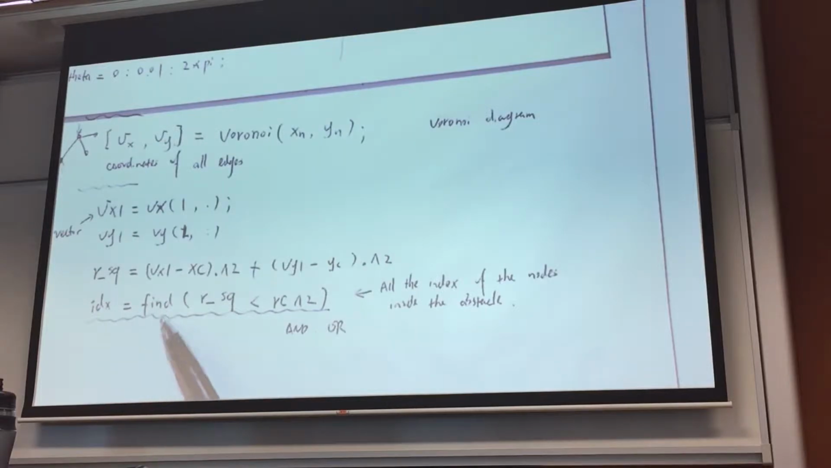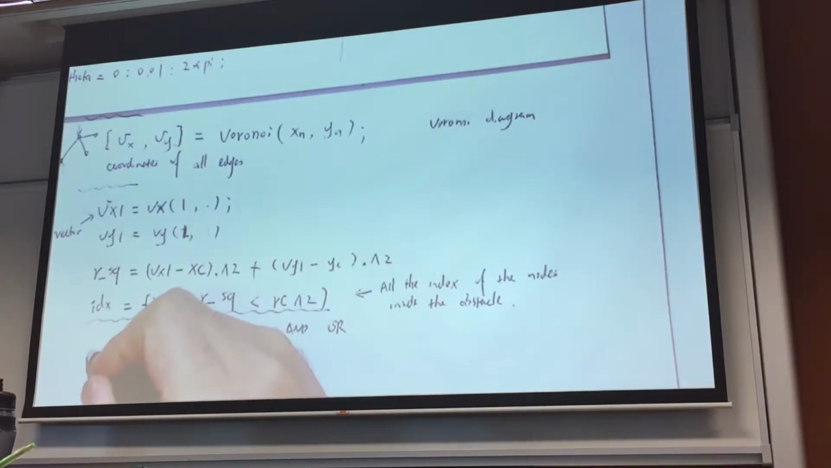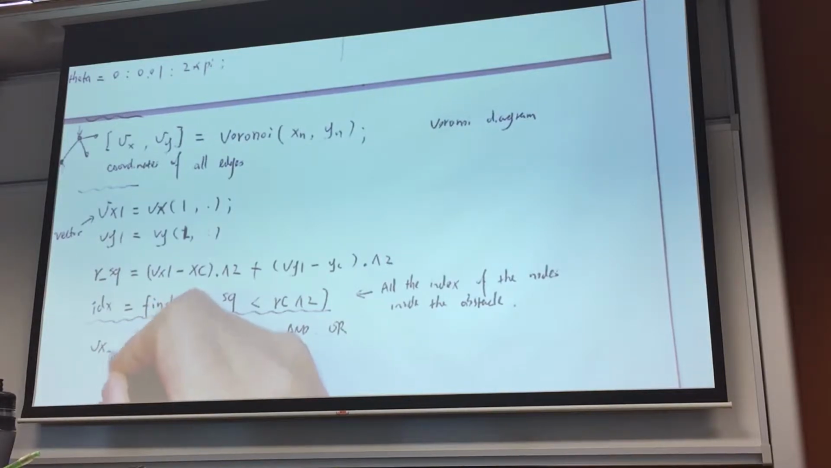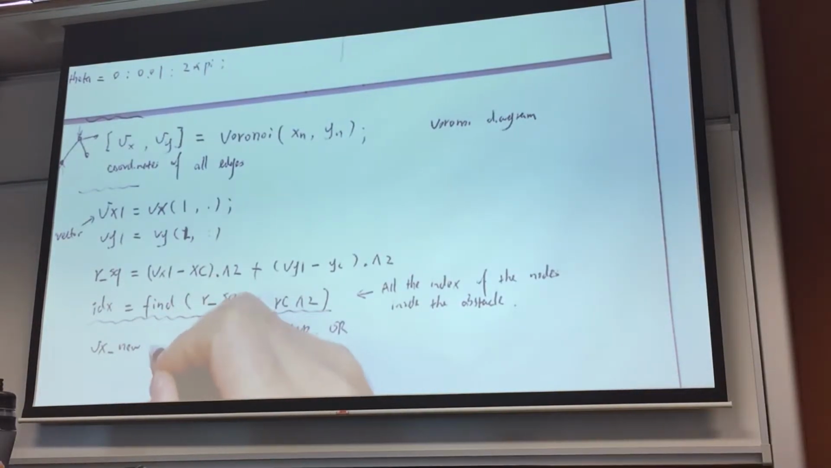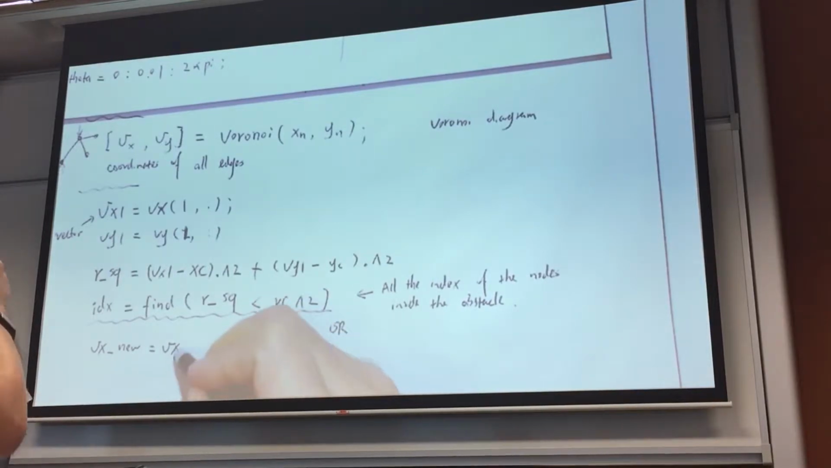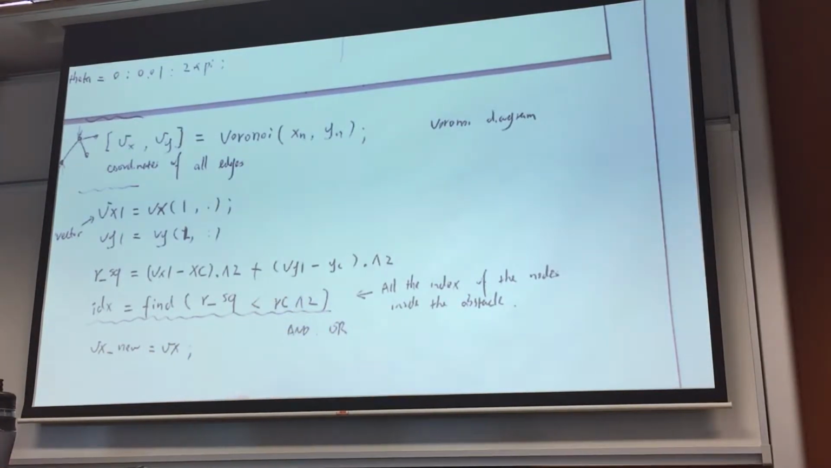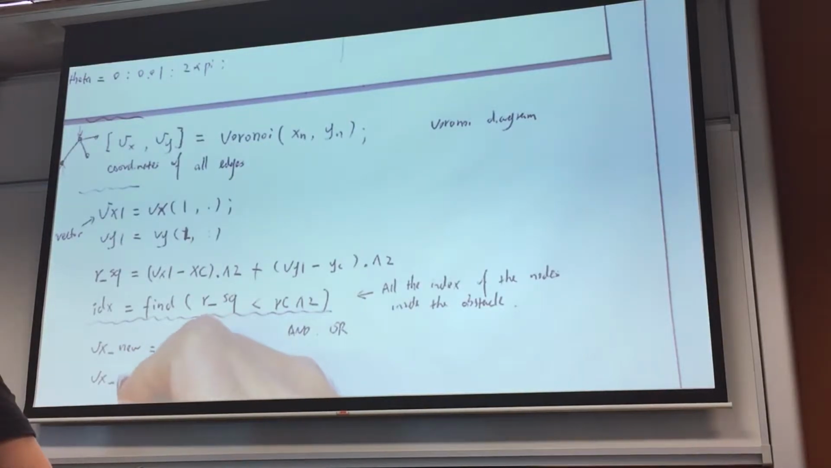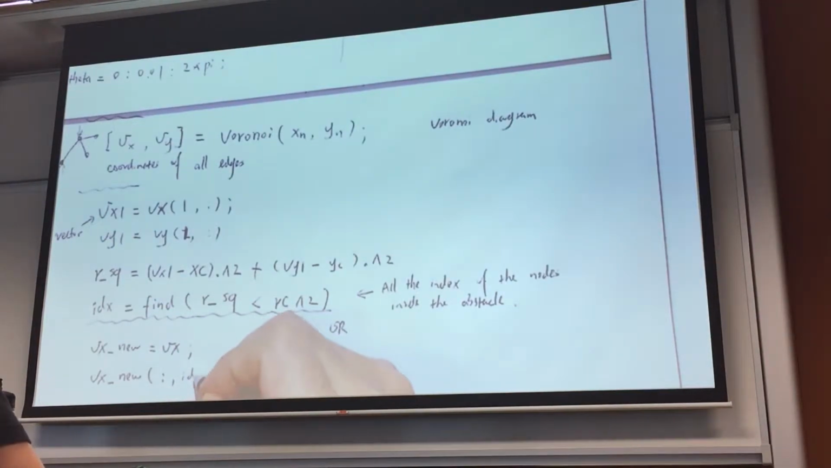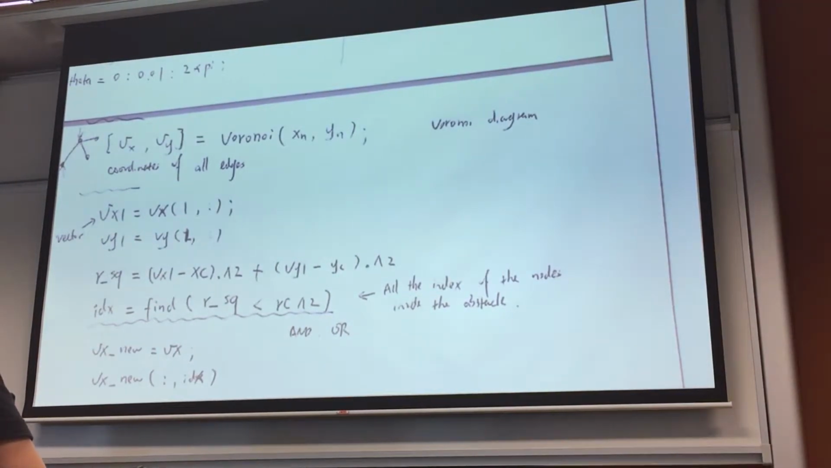Next, we want to remove the nodes inside the obstacle. To do that, firstly, we have this Vx new. We just retain Vx and put it into a new variable. Then we have Vx new with the index. So we have this index, and we put this index into this command.